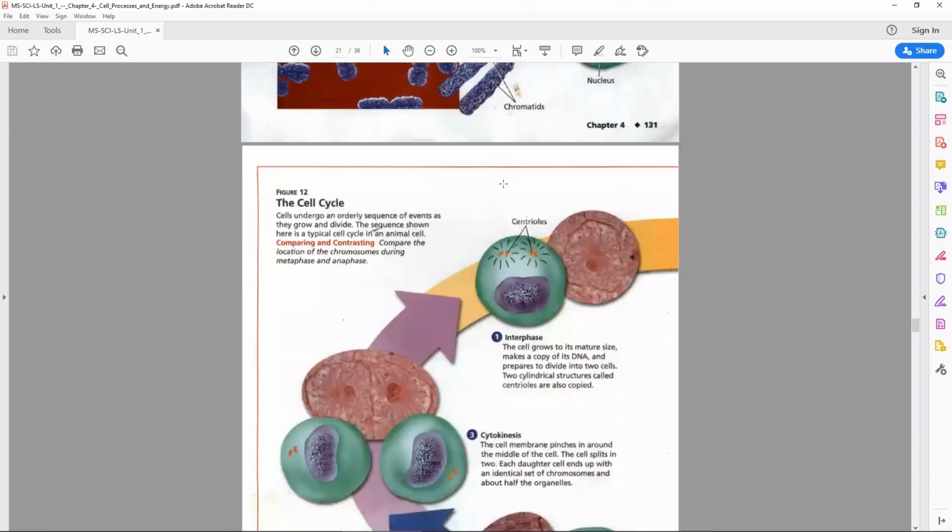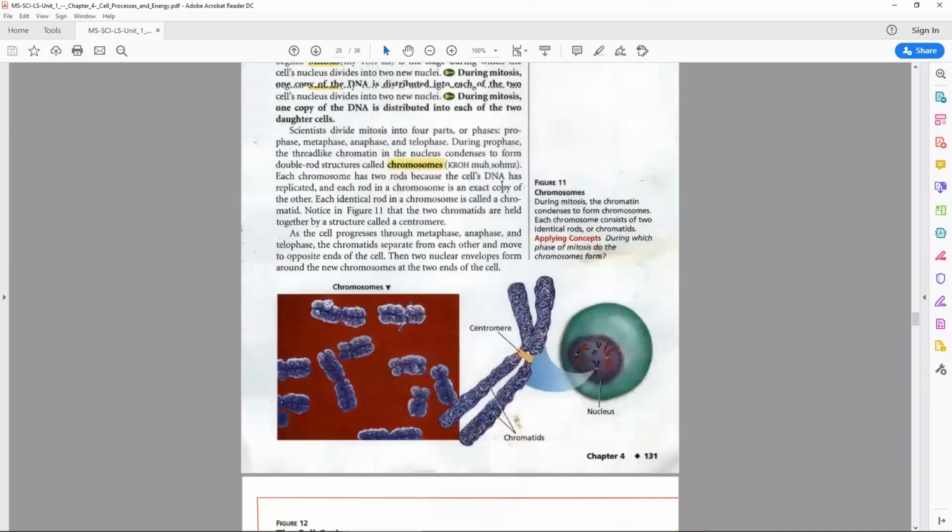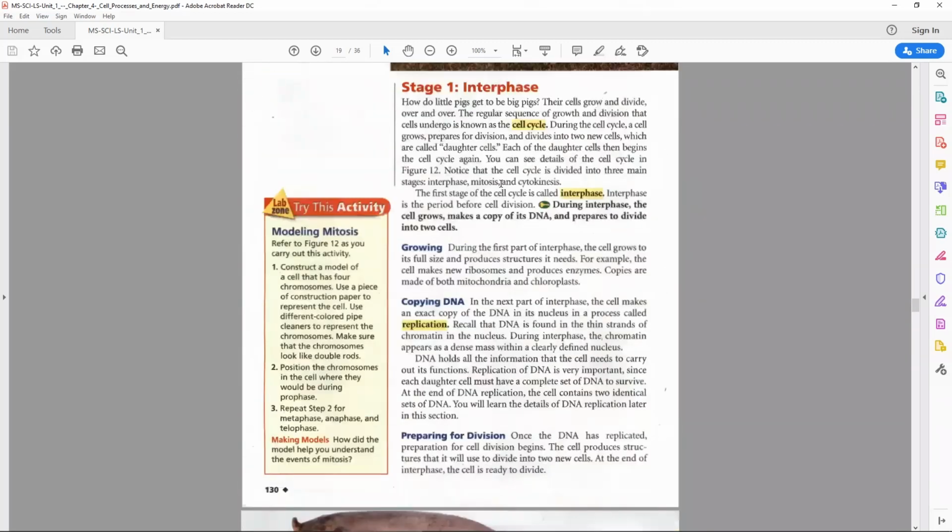Figure 12. All right, so here's figure 12. We will get to that. Notice that the cell cycle is divided into three main stages: interphase, mitosis, and cytokinesis. The first stage of the cell cycle is called interphase. Interphase is the period before cell division.